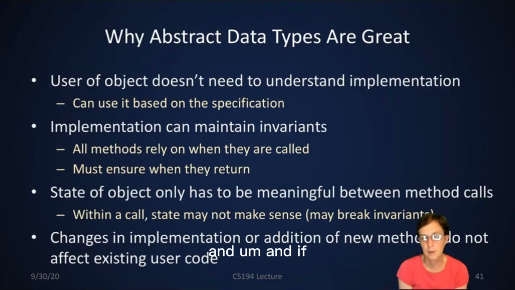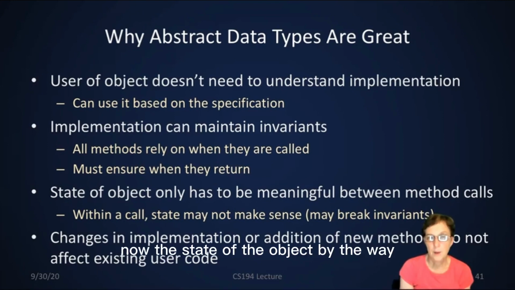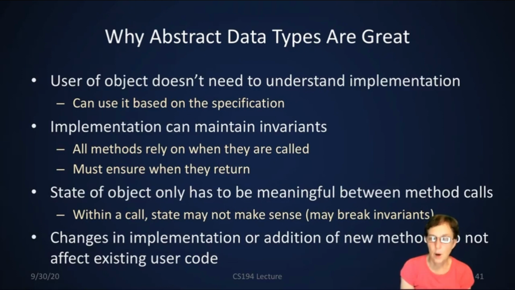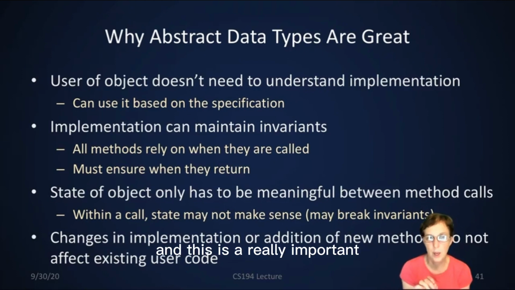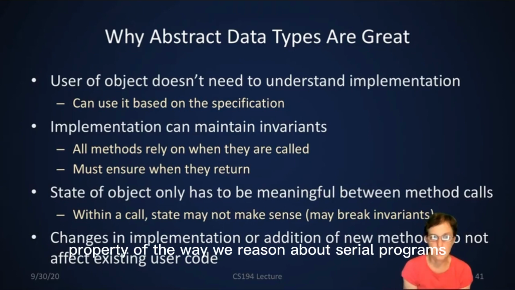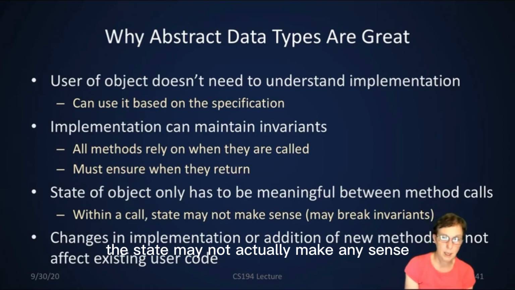And if it's the case that the queue is empty, then they're going to both be equal. And so we can assume that those are true when the methods are called, and we ensure that they're true when the method returns. Now, the state of the object, by the way, only has to be meaningful between the method calls. And this is a really important property of the way we reason about serial programs: within a call, the state may not actually make any sense.